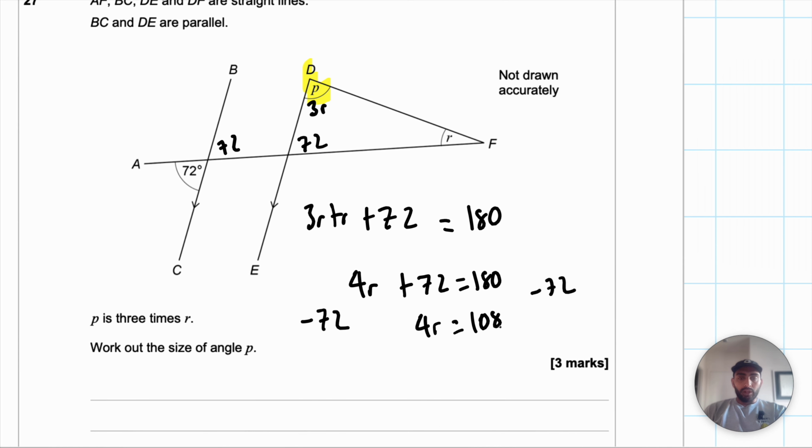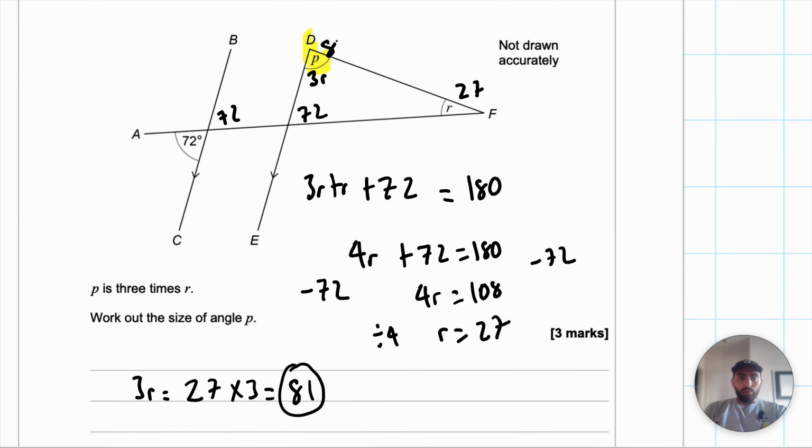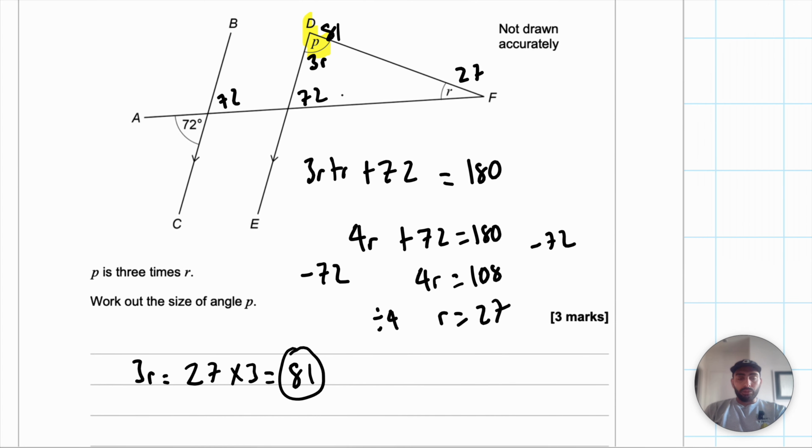Divide that by 4, so half of 108 is 54, and half of 54 is 27. So I know that R is 27 and this is 3R, which is what I'm trying to find. So 3R is equal to 27 multiplied by 3. It'd be 27, 54 and 81, so it'd be 81 degrees. And one way you could check this, if you do 81 add 72 add 27, it should add up to 180.